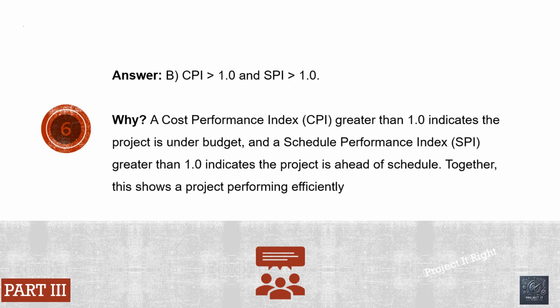The correct answer is B, that a CPI greater than 1.0 and SPI greater than 1.0 indicate the project is ahead of schedule and under budget. A cost performance index, CPI, greater than 1.0 indicates the project is under budget, and a schedule performance index, SPI, greater than 1.0 indicates the project is ahead of schedule. Together, this shows a project performing efficiently.